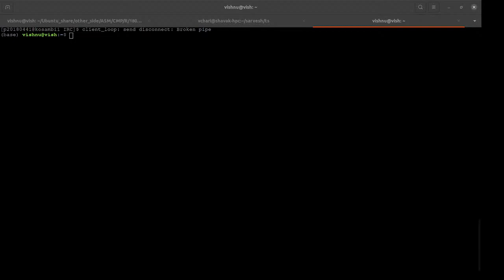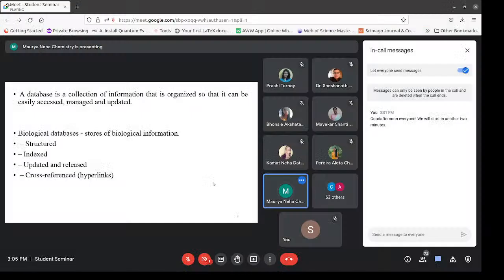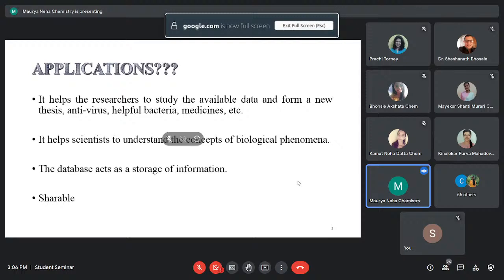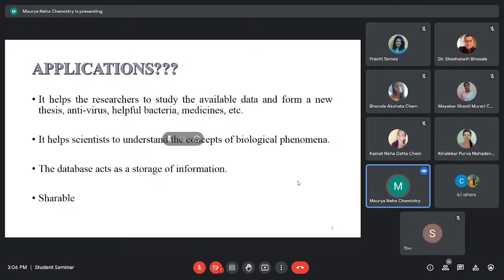The database here, the moment new data is entered, the findings of new data are updated regularly. The applications of database: it helps the researchers to study the available data and develop new thesis, antiviruses, helpful bacteria, medicines, etc. It also helps scientists to understand the concept of biological phenomena.